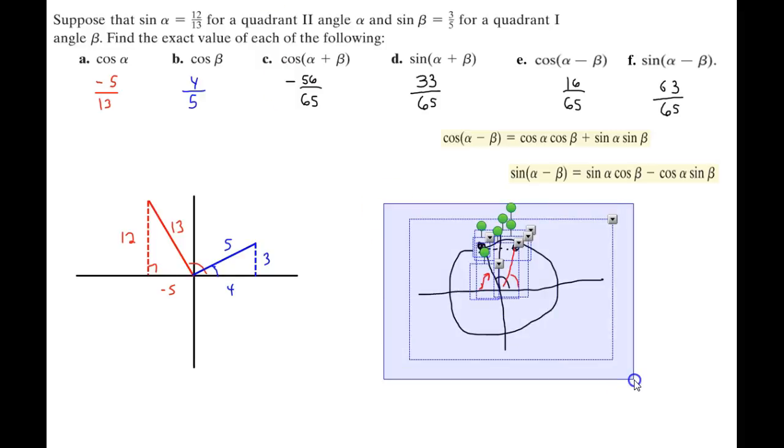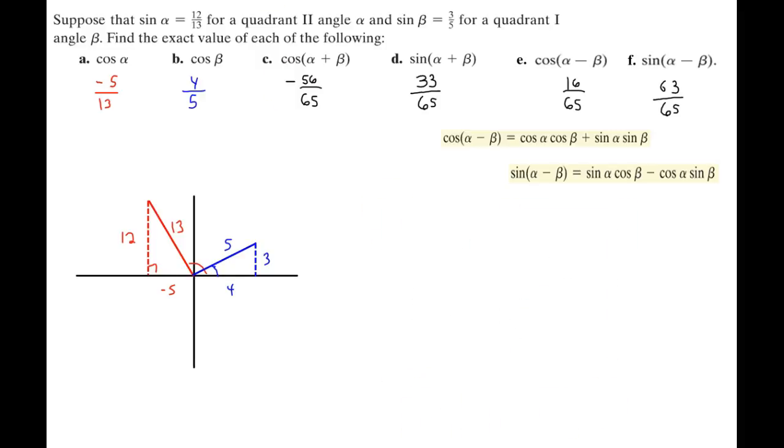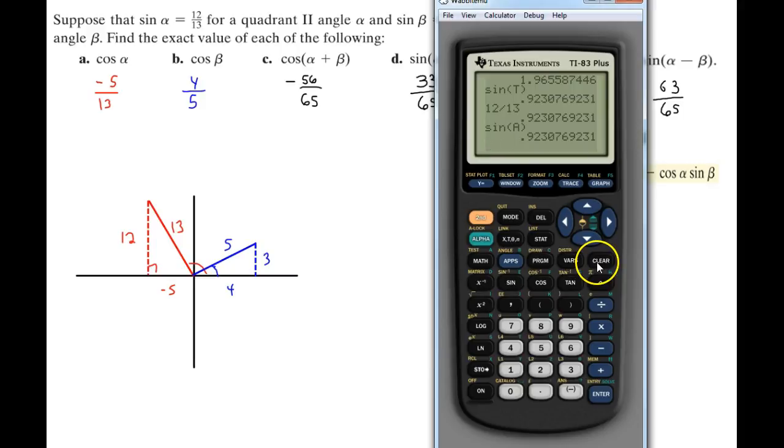Alright, now what am I going to do with that? Well, since I know what alpha is, I can now find the cosine of that angle. So there's my cosine. I get this number. Well, that's -5/13 if I plug that in.